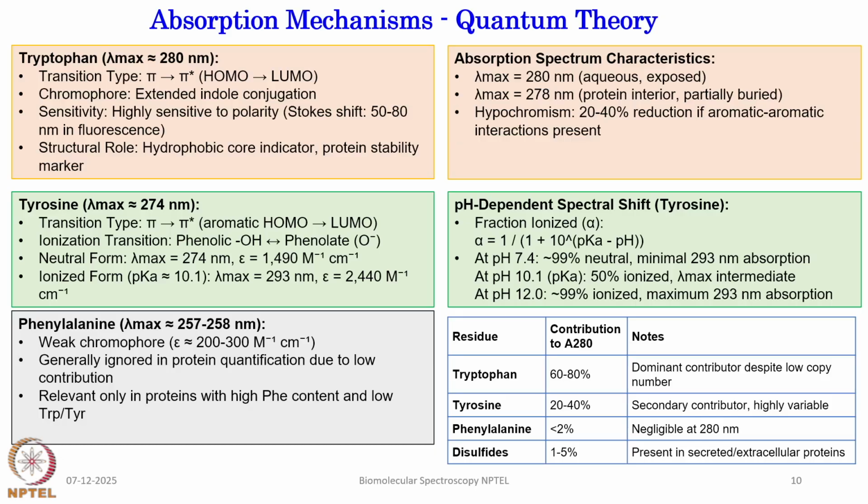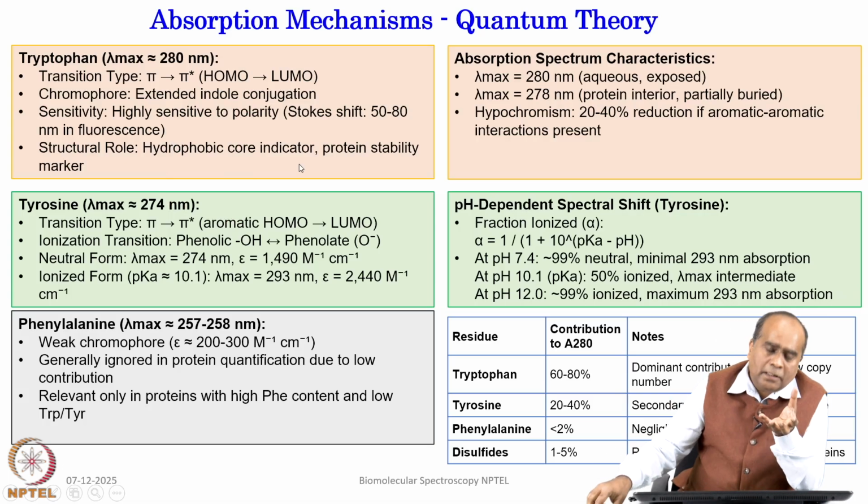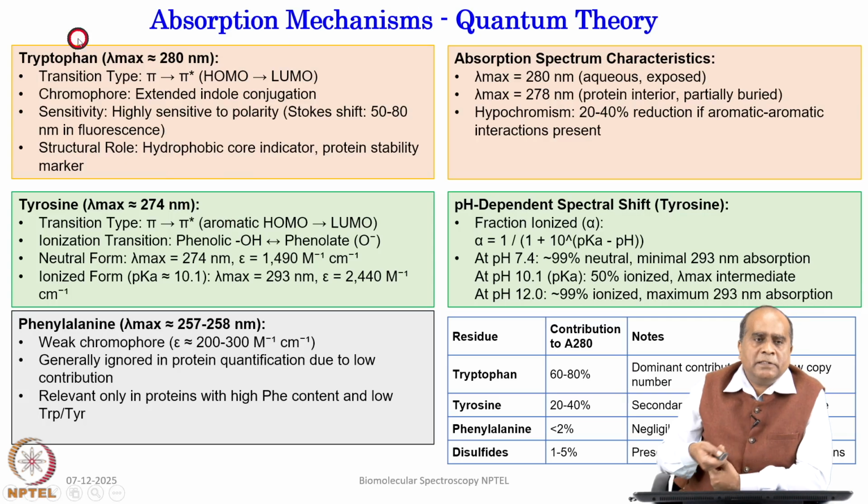So, let us see what the absorption mechanisms are, bringing in a little bit of quantum mechanical concept. Tryptophan lambda max we saw at 280 nanometer. The transition type is pi to pi star, that is HOMO to LUMO, right. The chromophore is the extended indole ring conjugation, and it is highly sensitive to polarity. So, a Stokes shift can happen, and that we are going to look at when we look at fluorescence. The structural role is a hydrophobic core indicator. Tryptophan is generally buried inside the protein, and therefore it is used as a stability marker.